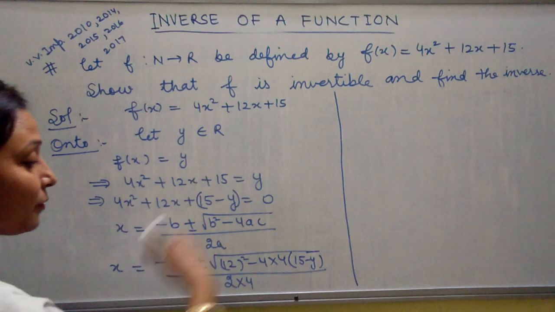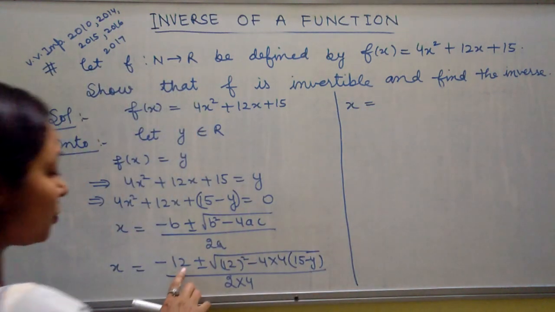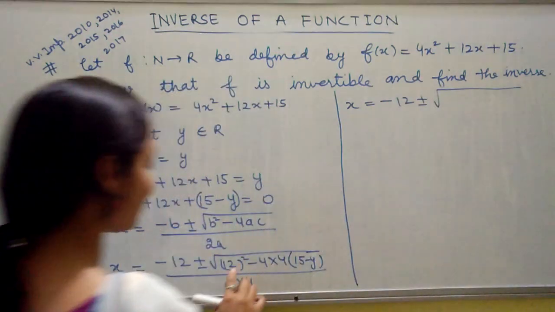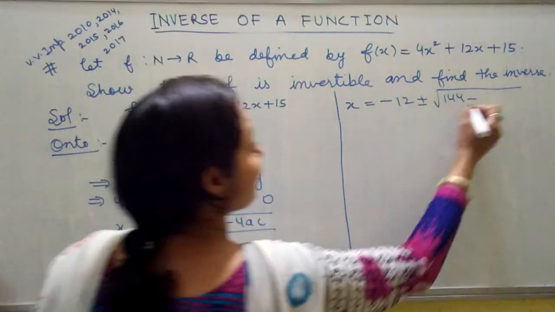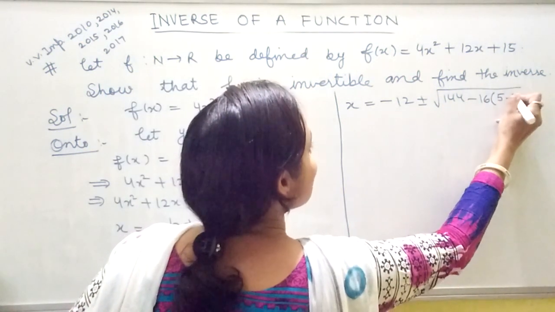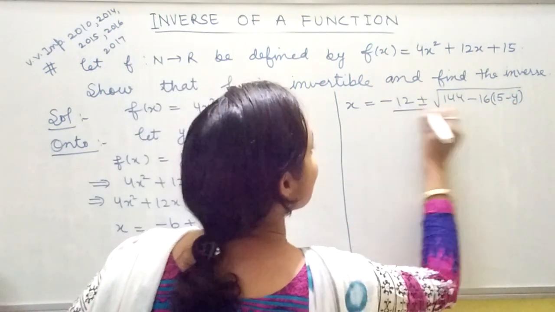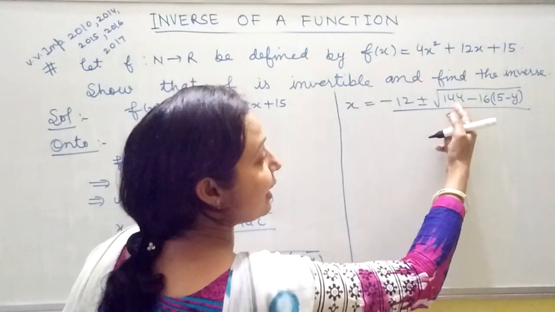Okay, now come to the next step. In the next step, x is equal to minus 12 plus minus under root, this will be 144 minus 16 times 15 minus y, divided by 4 times 2, which is 8. Okay, 16 9s are 144.